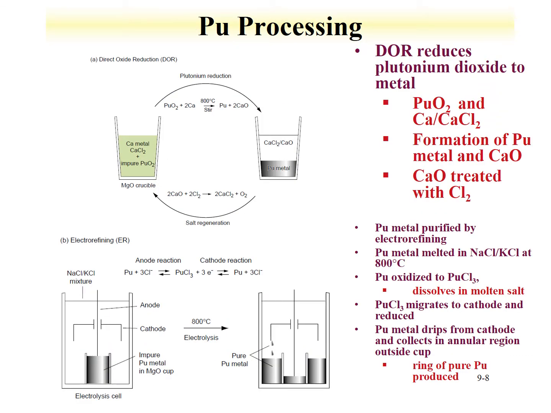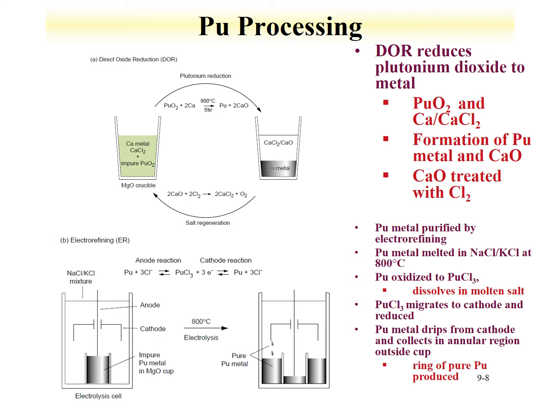Plutonium metal can also be formed based on similar processes described for uranium metal. An example here is the direct oxide reduction, in which plutonium dioxide is added to a calcium metal, calcium chloride solution. We get a reduction of plutonium from the dioxide to the impure metallic state. We form calcium oxide. This calcium oxide can be recycled by treating it with chlorine gas, forming calcium dichloride. Again, this can then be reintroduced into the system for producing more plutonium metal.